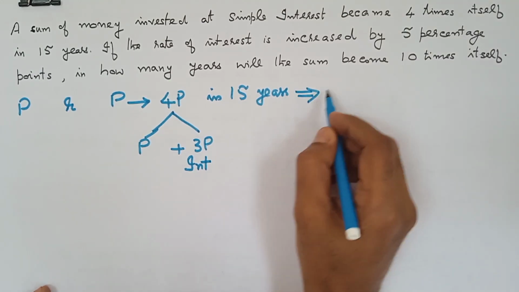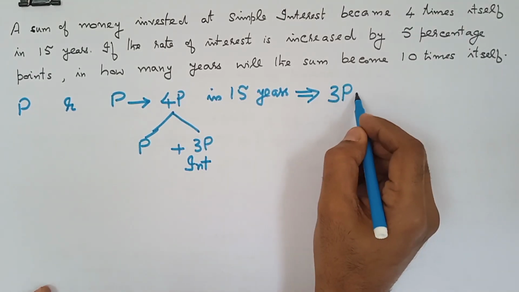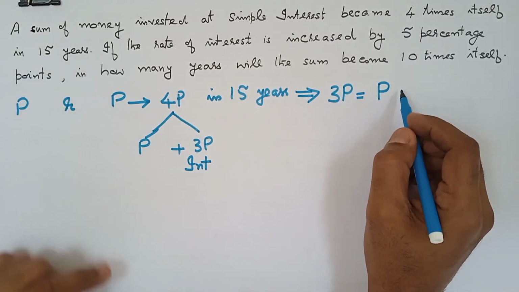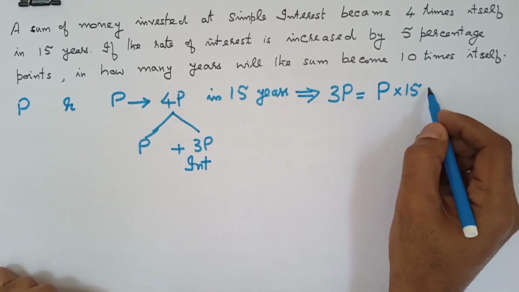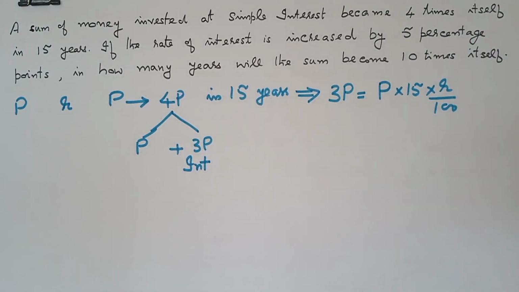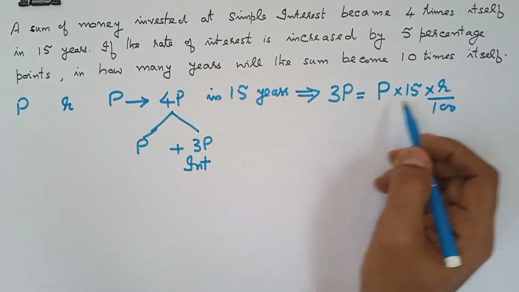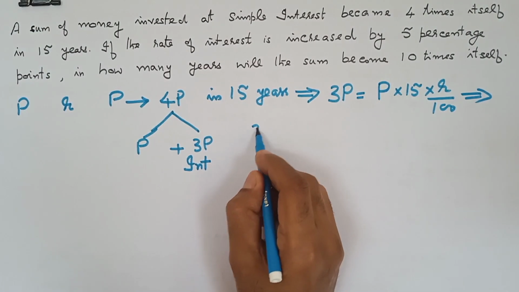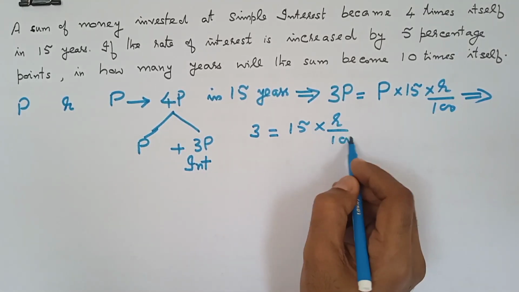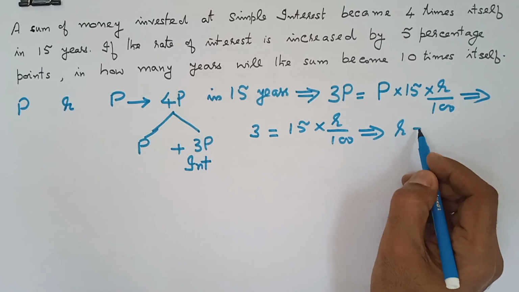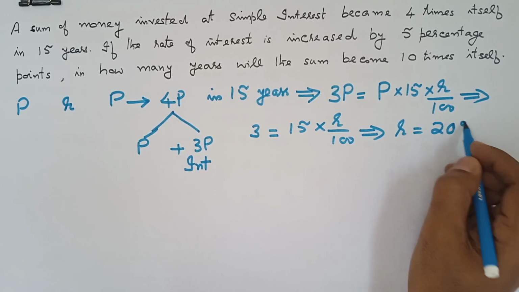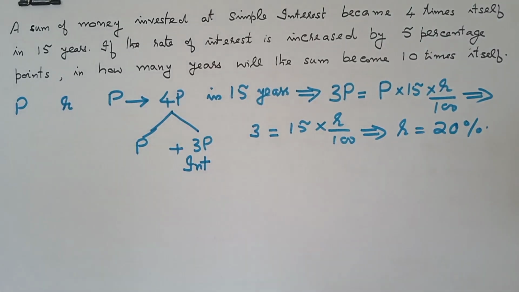So we can write it as 3P is the interest accrued on how much? How much is the sum? P. And in how many years? 15 years. Rate we don't know, which is assumed to be R. So you got a simple equation from that. Now P, P cancelled. You will have 3 equal to 15 into R by 100. This implies, you take this to this side, you will get 20% on simplification. So you got the rate of interest.